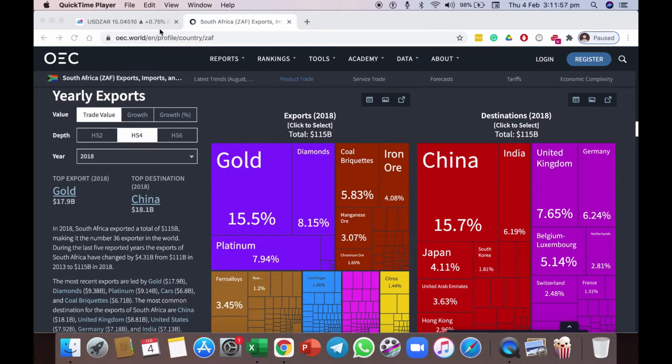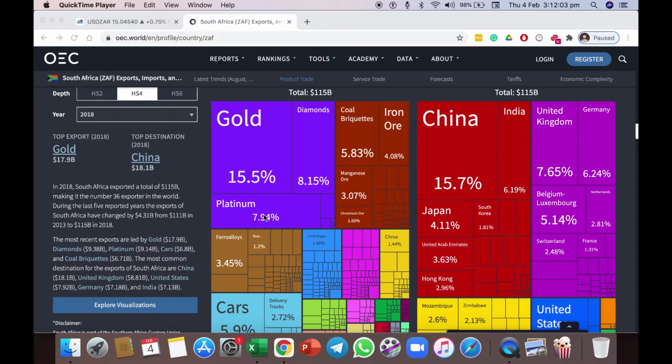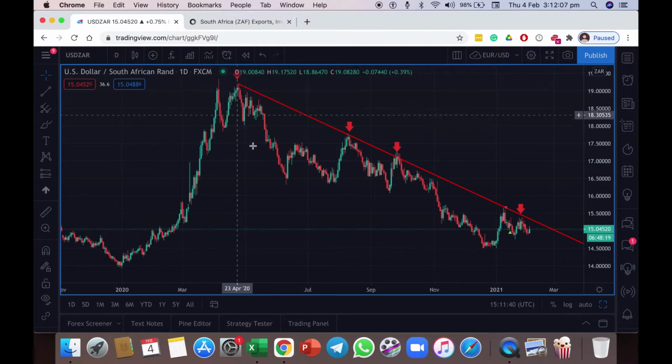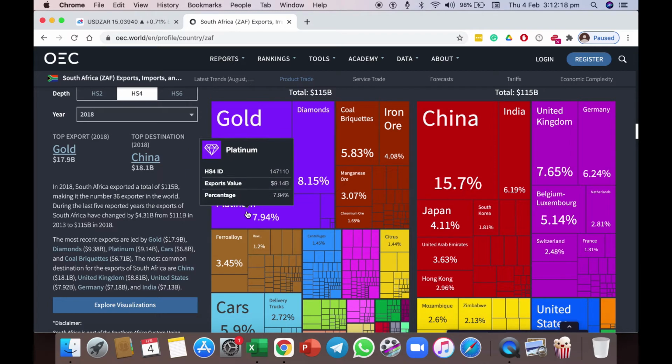Okay guys, so in this video we're going to look at the South African Rand and why platinum prices have a big impact on the currency. So what we're going to look at is the US dollar against the South African Rand. We've seen a lot of strength in the currency over the past few weeks, and we will continue to see more strength in the South African Rand if platinum prices really start to go up in value at a higher pace, as they have been recently.